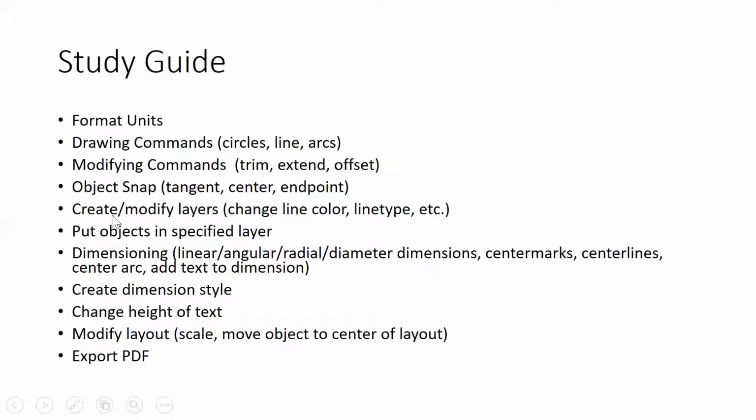Okay, you guys are going to create and modify layers. So you're going to create 2 layers. One's going to be an object layer that's black, and one's going to be a dimension layer that's red. Okay, and make sure you know how to change line type as well. So you will be adding center lines, and these center lines are going to have to use the center line type. So make sure you know how to do that.